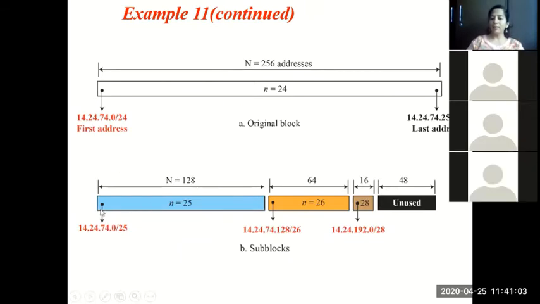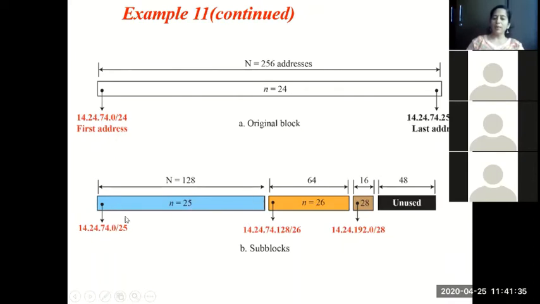You can see out of the total size of the block, the organization gets 256 addresses, for which the prefix length defined was 24, out of which the first address is 14.24.74.0/24, last address is 14.24.74.255. So this is the original block given to the organization. The subblocks are divided like this.